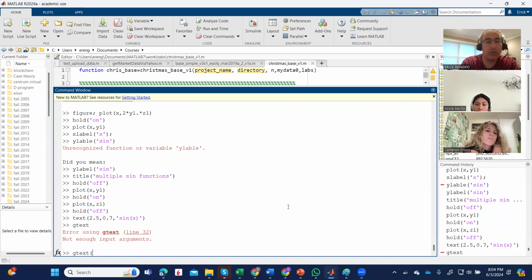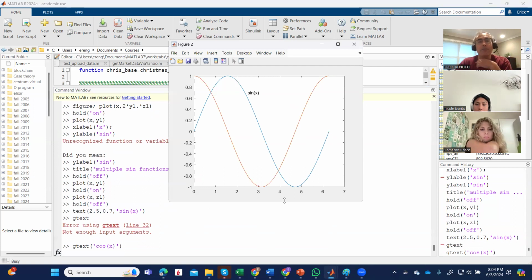What I want to do is cosine, this is the name, cosine of x. I want to put this in my figure somewhere. Now take a look, a cross appears, and then you simply click where you want this to appear. So I want this to appear here. Click, and that's it.